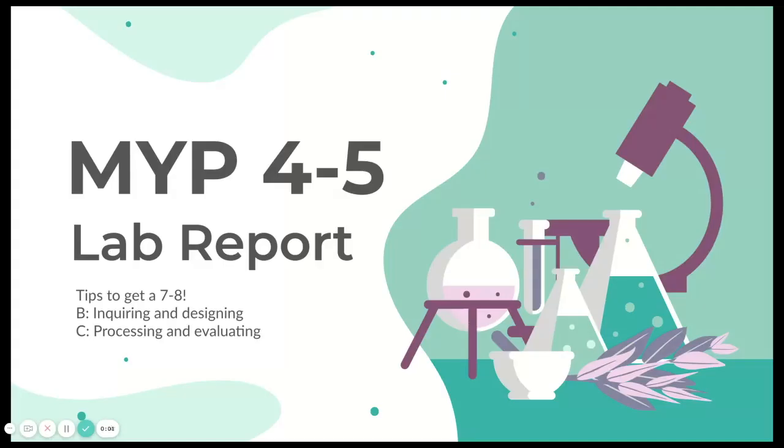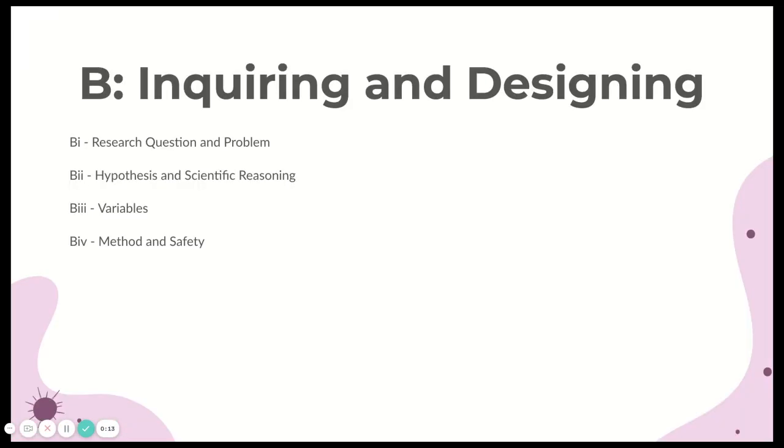Today I'll be talking about how to do well in an MYP level 4 to 5 lab report. Today I will be specifically talking about Criterion B, Inquiring and Designing. Inquiring and Designing covers 4 sections: the research question, hypothesis, variables, and method.